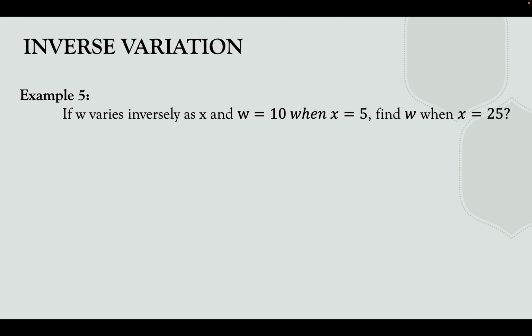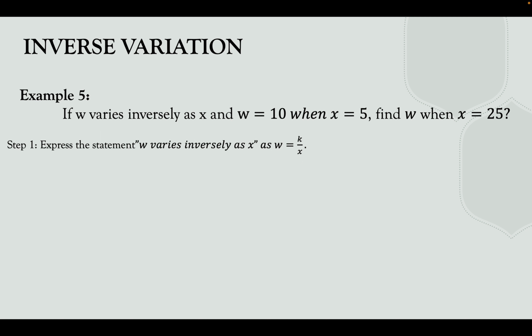Next example: if w varies inversely as x and w equals 10 when x equals 5, find w when x equals 25. First, we just need to focus on the first given set of values, that is, w equals 10 and x equals 5.